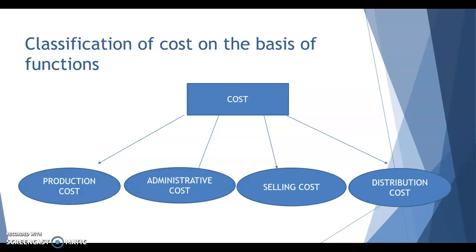So these are the indirect material, indirect wages in the factory, factory expenses like rent, rate, insurance, repair, depreciation, and all indirect expenses incurred in the factory for the purpose of production. We call it as production cost. It's also known as the factory overheads or works overheads or manufacturing cost. Now we have administrative overheads or administrative cost, or office expenses we call.